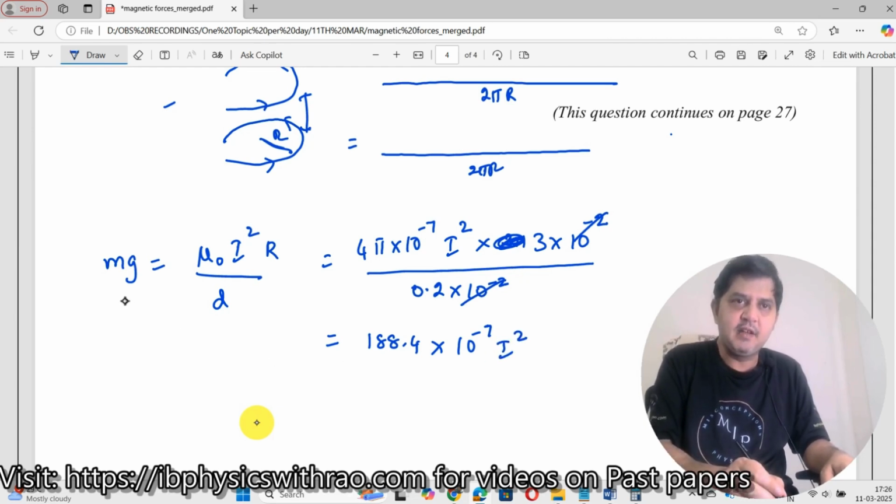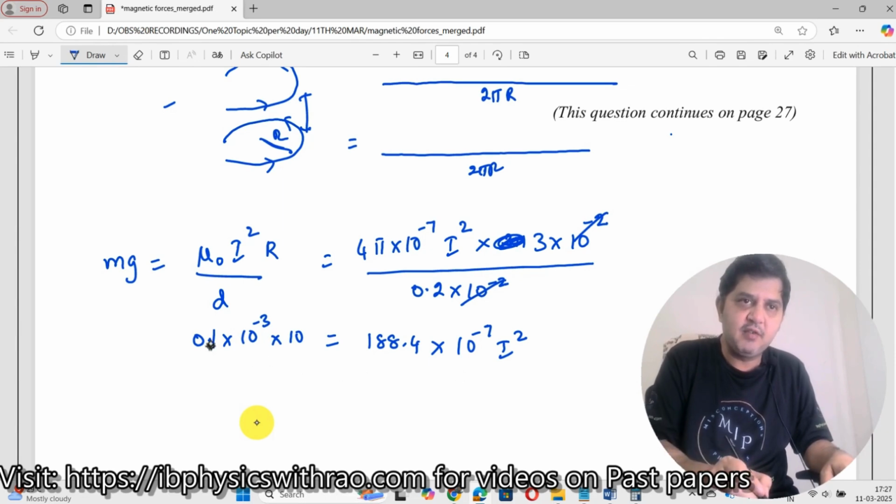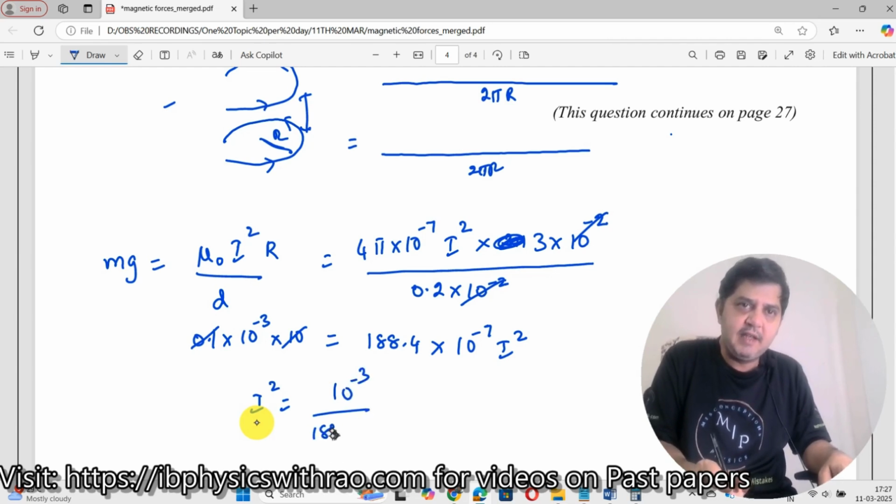Now what is there here? Mass. What is the mass I am adding? 0.1 gram, which is 0.1 into 10 to the power of minus 3, converting grams into kg, multiplied by g, which is 10. Now I can cancel, and I have 10 power minus 3 here. So I square will be equal to 10 power minus 3 divided by 188.4 multiplied by 10 power minus 7.